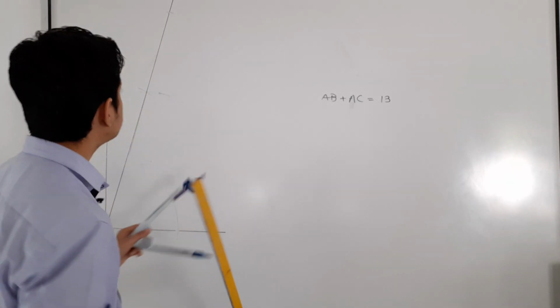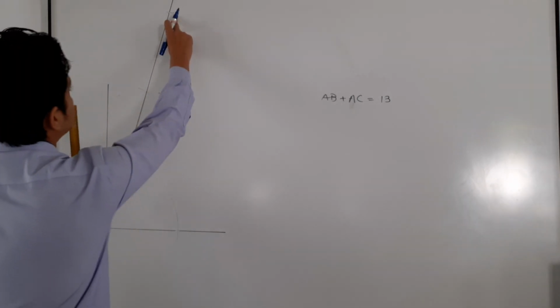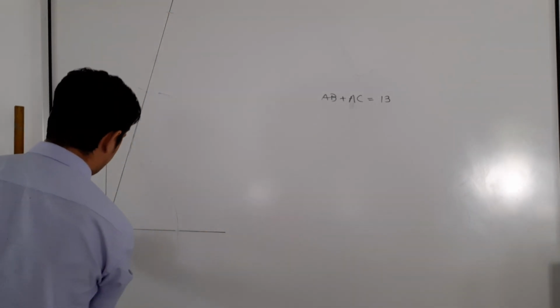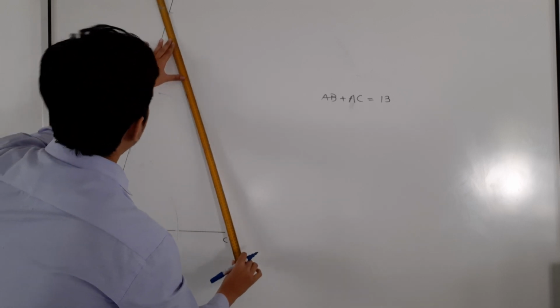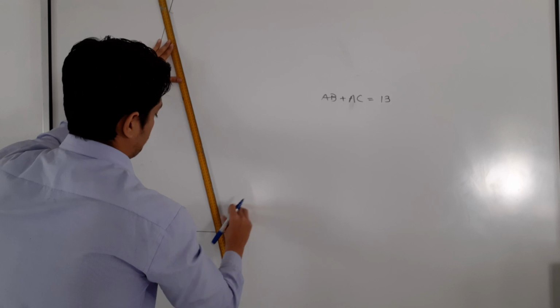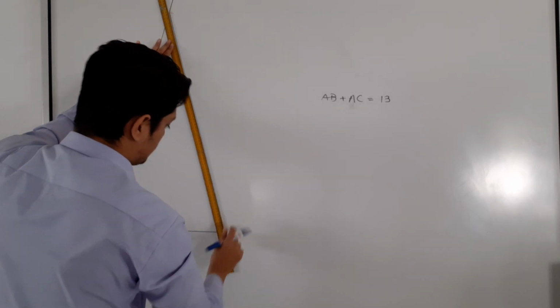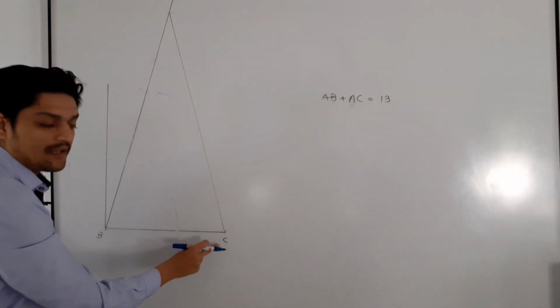Now what you have to do is join this intersection with another point, because this is B and this is C. So you have to join this intersection with another point, like here. See, that intersection I have joined with C.